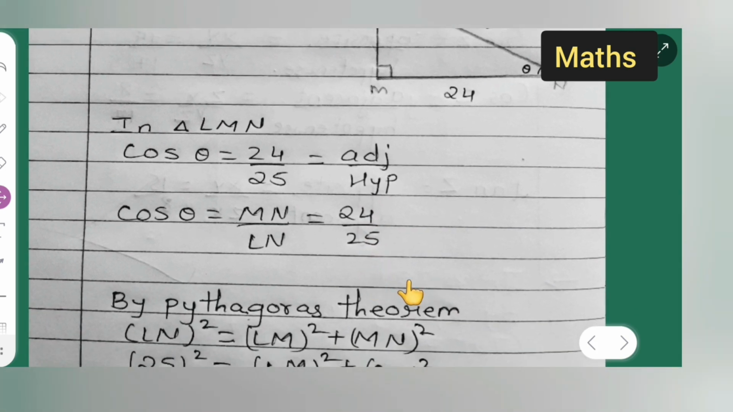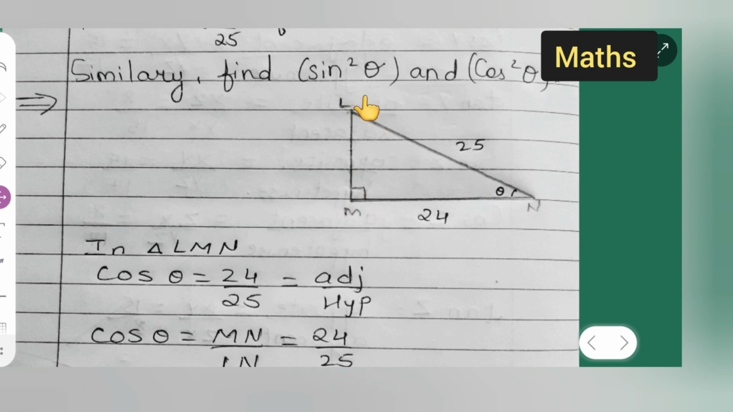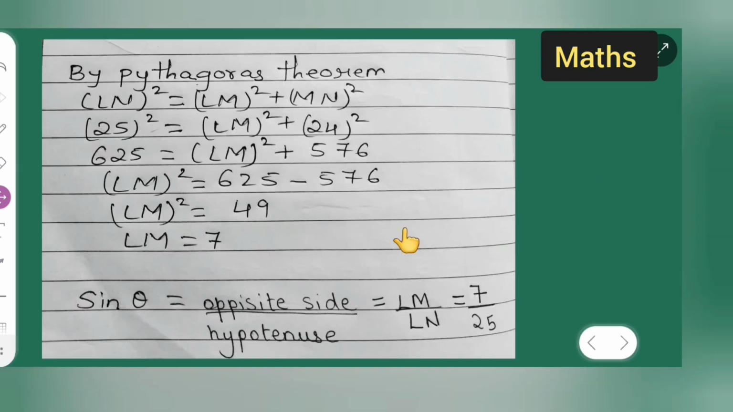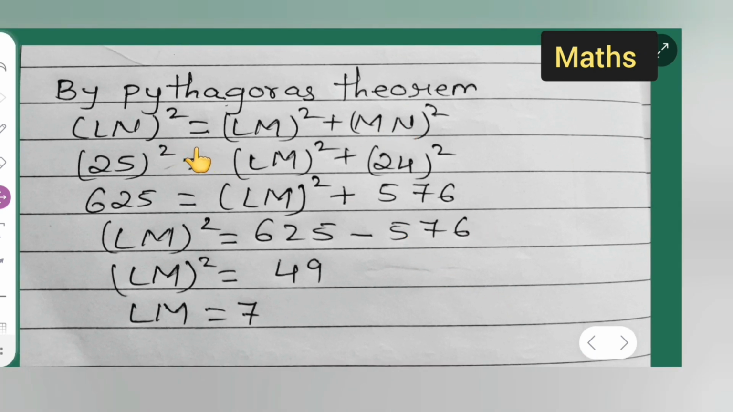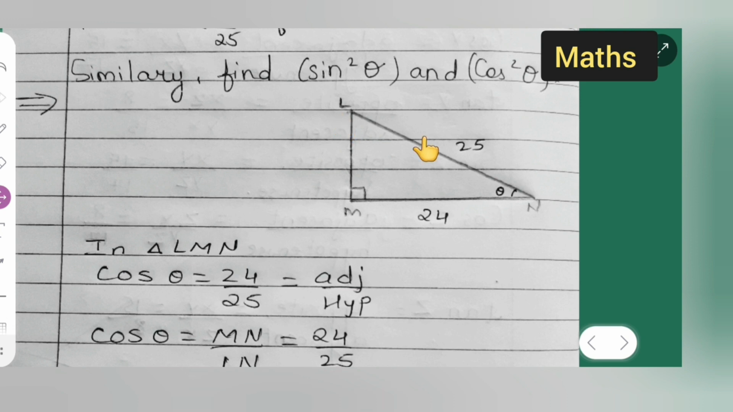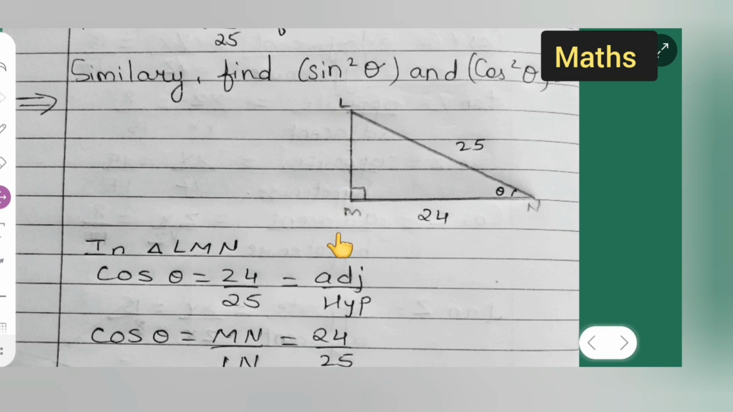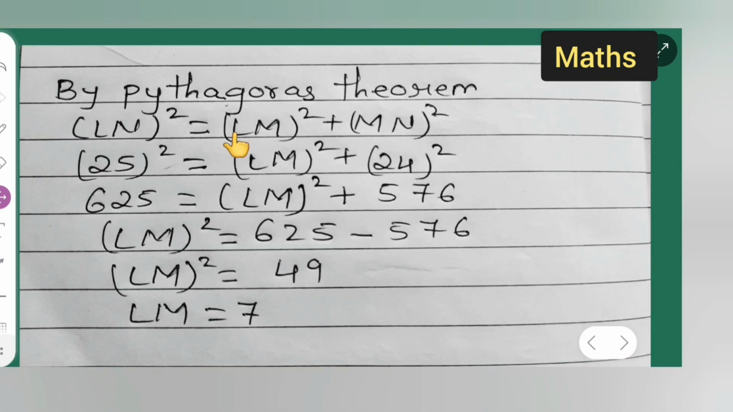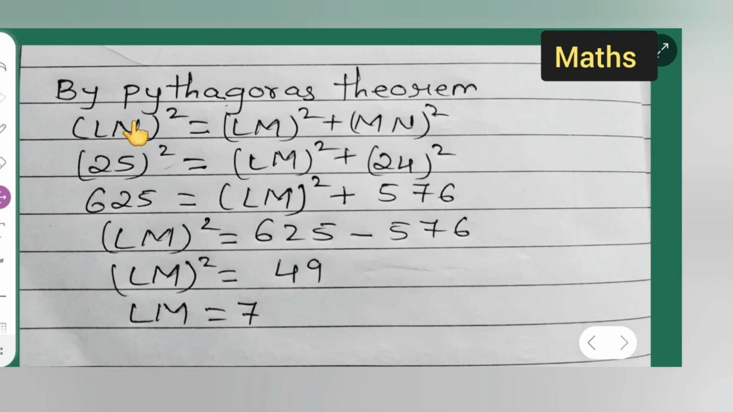Next, by Pythagoras theorem, we need to find the opposite side. By Pythagoras theorem, LN the whole square is equal to LM the whole square plus MN the whole square. Now LN is 25, so plug 25 over here.